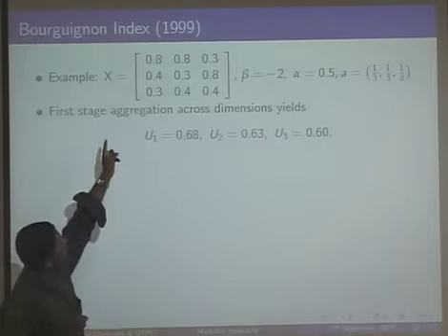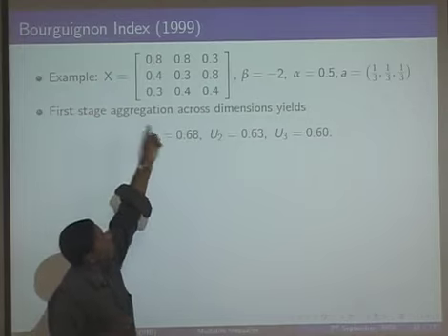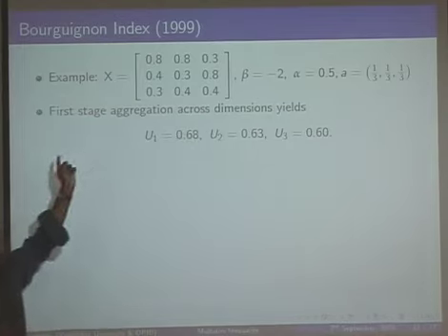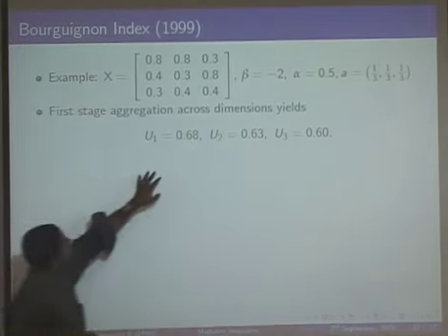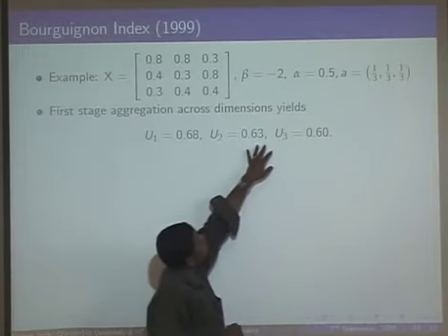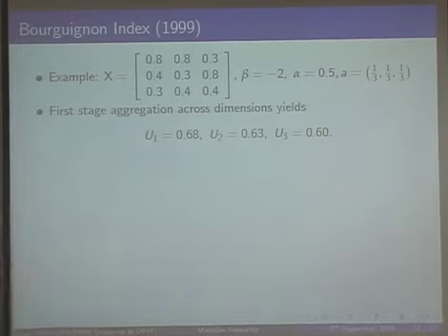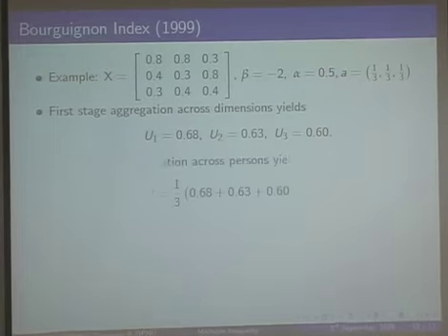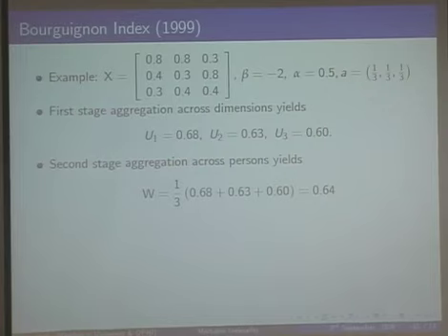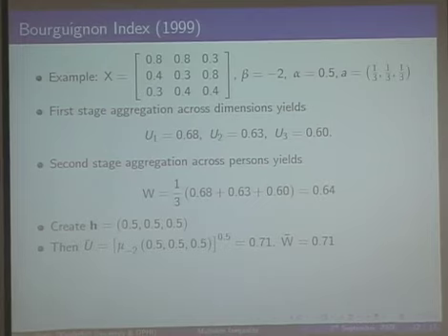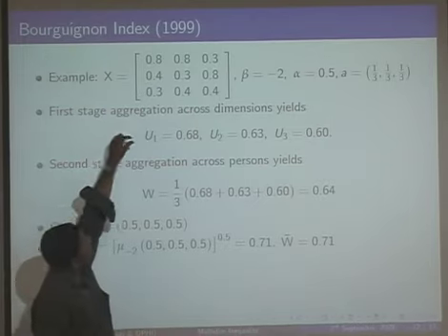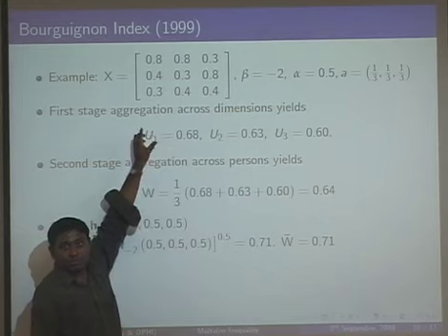Okay, so this one and this one. So the calculation from the first row gives you 0.68, from the second row 0.63, and the last row it's 0.60. In the second stage, you are going to take a simple average. You ended up with 0.64. Then you need to calculate H. Okay, what is H? H is the average of all dimensions.